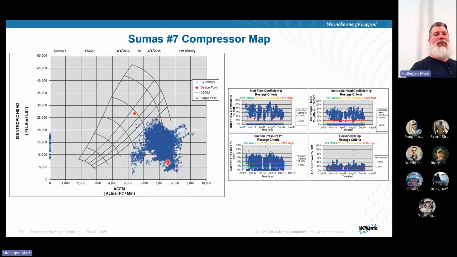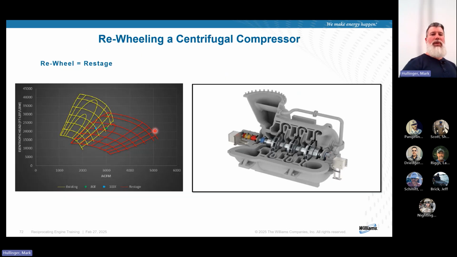Again, this is a recip class, just something interesting. This is Sumas number 7. You can see all these points on Don's training. These points ran off the map, and that's to say inefficient, okay? We re-wheeled number 8, number 7 didn't get it, with a wheel that looked like this.